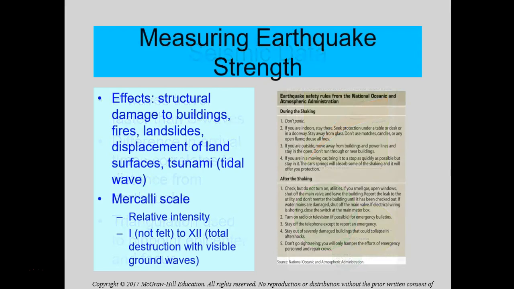There are a couple ways to measure earthquake strength. First of all, you can measure its effects: how much damage it does to buildings, landslides, how much land is displaced, whether or not tsunamis occur. You can measure it using what's called the Mercalli scale, which is just a relative intensity scale. The scale measures from a 1 to a 12, where 1 is an earthquake that's not felt, and a 12 is total destruction with visible ground waves from the earthquake.